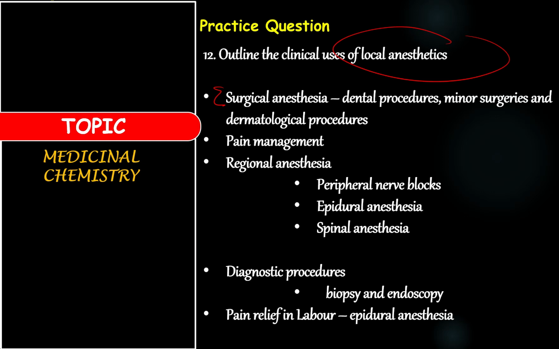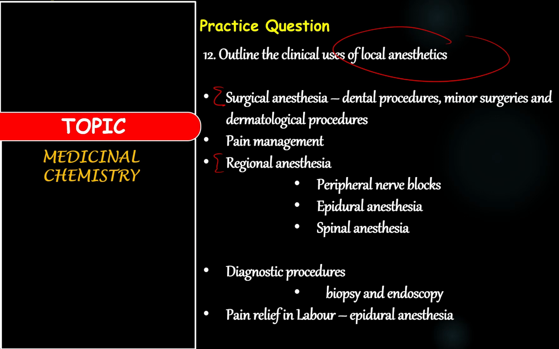All right, you can use local anesthetic in pain management also. Then regional anesthesia: local anesthesia may act as regional anesthesia in a particular region of the body. They can act as peripheral nerve block, epidural anesthesia, spinal anesthesia, and then in diagnostic procedures like biopsy and endoscopy. Biopsy, we talked about, is removal of tissue from the body for laboratory examination. Endoscopy is actually taking something into the body to visualize organs and various tissues.